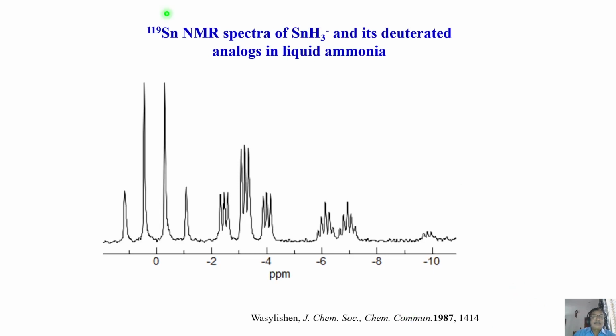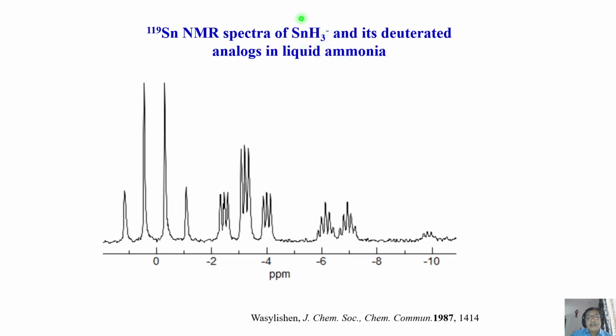What is tin-119 NMR? Because it is a spin-half nucleus, remember, tin-119 is NMR active. Abundance is about 78%, doesn't matter. So now we are looking at the tin-119 NMR. The answer lies in the statement here: deuterated analogs in liquid ammonia. How many deuterated analogs can you think of?